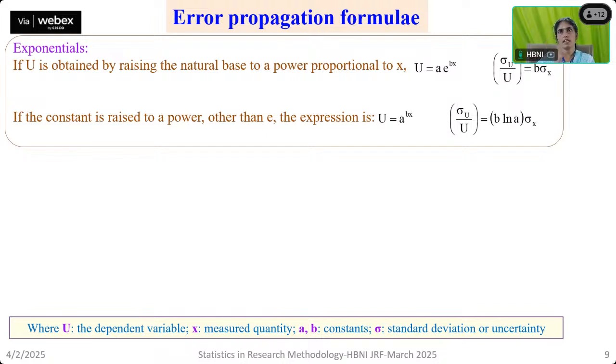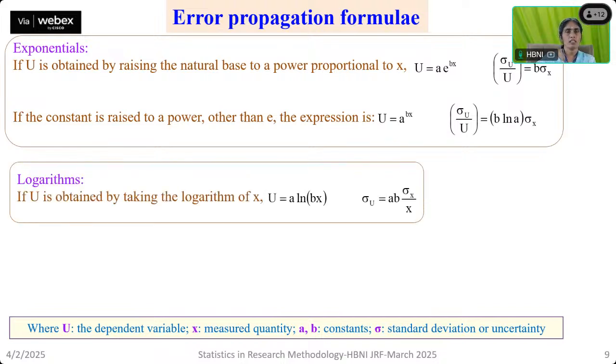Relative uncertainty in the exponent will be the exponent times the uncertainty in the contributing factor or the contributing parameters or the measured quantity. Similarly, if a constant is raised to some power, then the formula gets reoriented slightly. That is also given in the second line in this box. Another function is the logarithmic expression. Here again, the uncertainty calculation goes ahead like this.